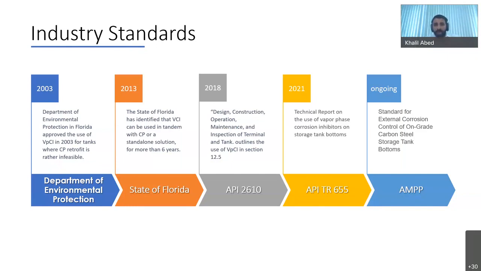Also AMP, which is formerly known as NACE, has another standard being completed by Task Group 543. It is a comprehensive document on the protection of tank floors against soil side corrosion, and it also provides details on the utilization of vapor phase corrosion inhibitors for protection against soil side corrosion.